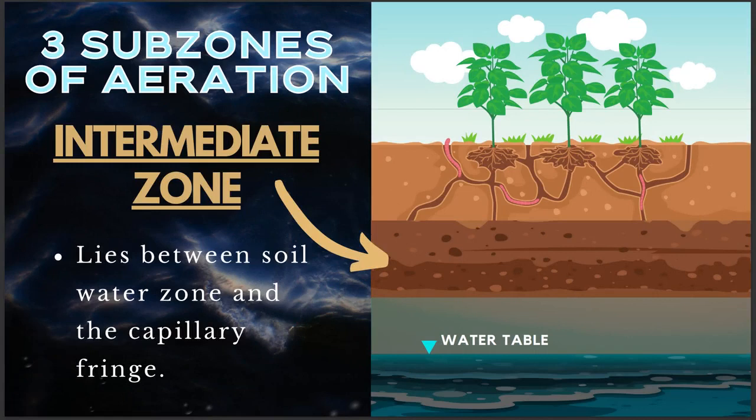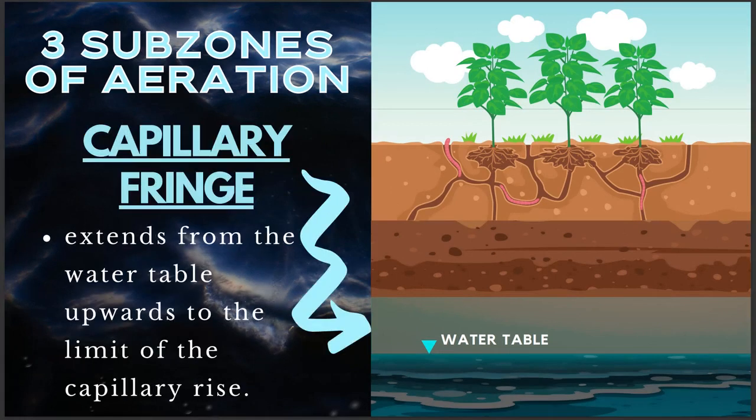Next is the intermediate zone. So, it lies between the soil water and the capillary fringe. So, pag sinabi mo capillary fringe, it extends from the water table upwards to the limit of the capillary rise. So, nangyayari ang capillary rise if we have voids that are less than 10 millimeters. No, if naalala nyo sa fluid mechanics, nagkakaroon ng capillary rise usually if the diameter is less than 10 mm. So, aakyat yan due to capillary action.